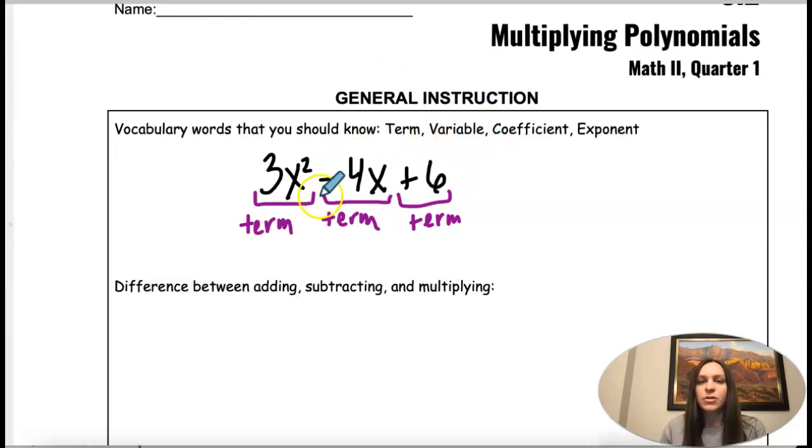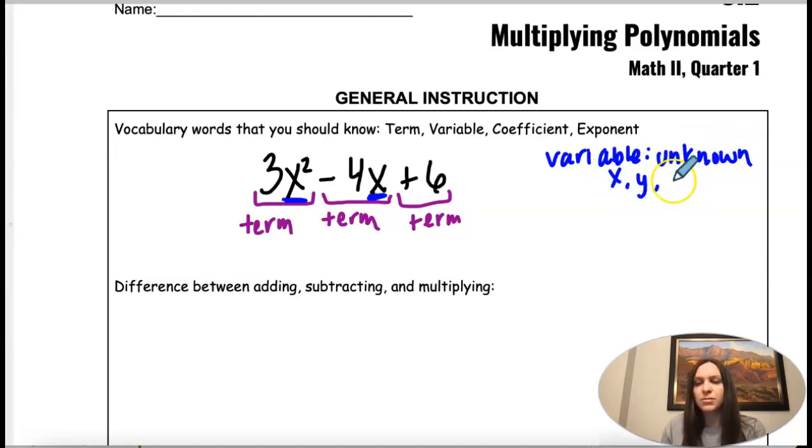A variable is the letter. Those are the unknowns. Usually x, sometimes y, sometimes you'll see other letters like z or n, but it's the letter. It's the unknown.